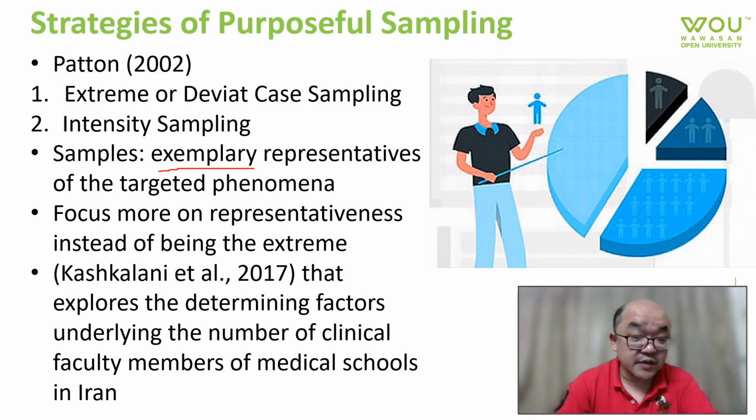So one of the examples is Kashkalani, where they were looking at determining factors underlying the number of clinical faculty members of medical schools in Iran. So it's like how many faculty members the school hires in Iran, and there are several factors that they are looking at. In this case, the most representative cases they recruited were the HOD of the medical school, or the principal, who makes the decision regarding the hiring. Okay, so those are the most representative ones.